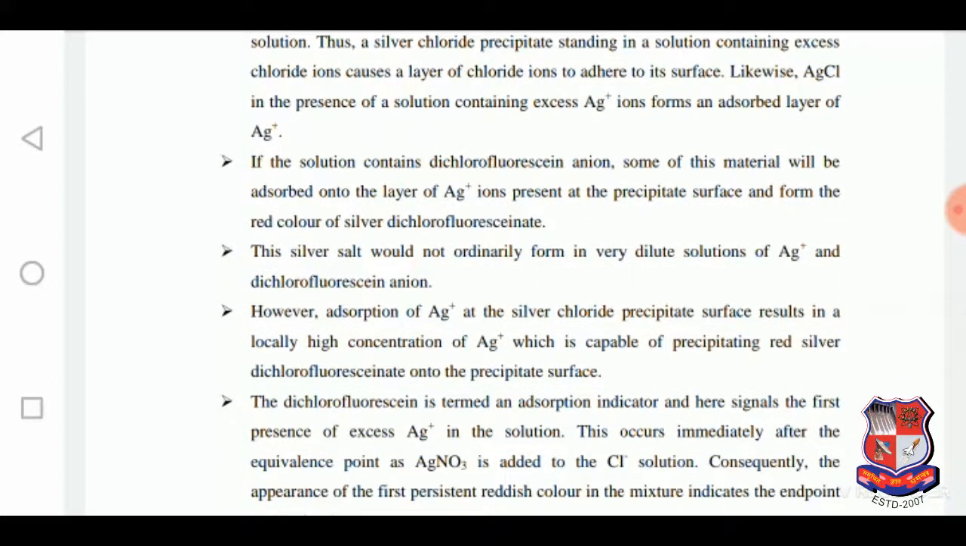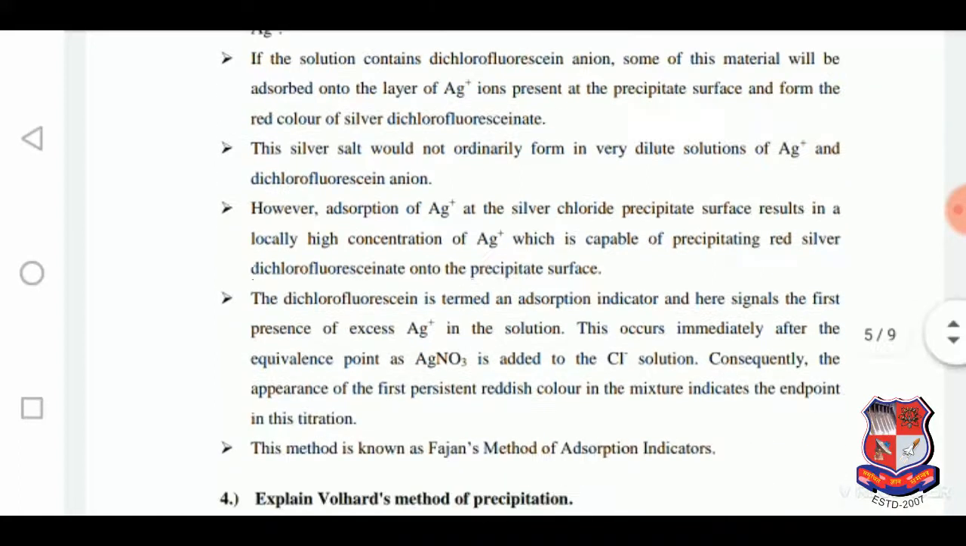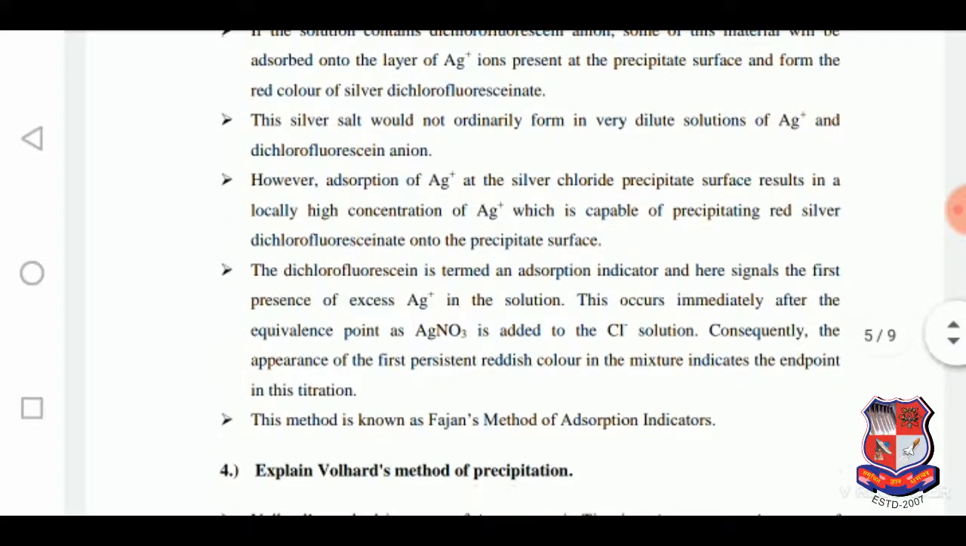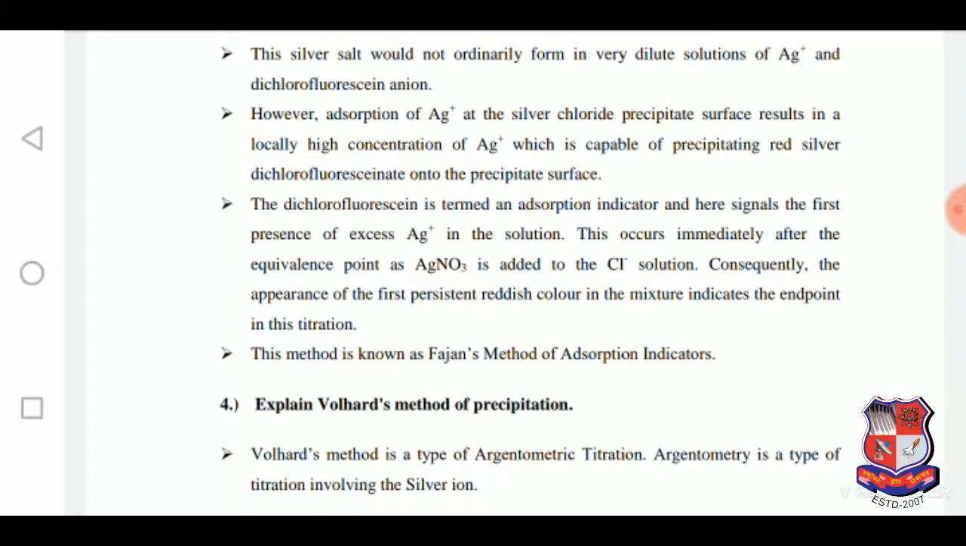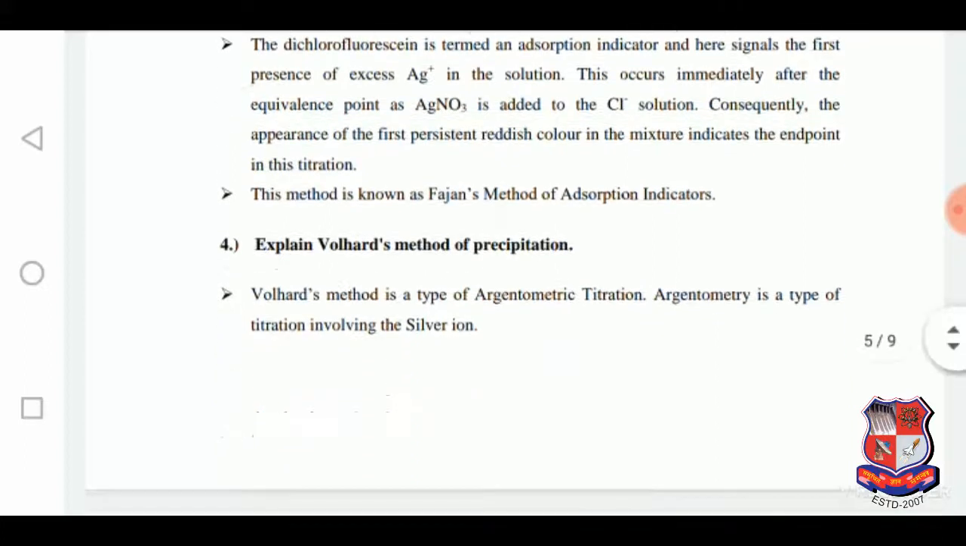Here the dichlorofluorescein ion is present in the solution, and dichlorofluorescein is termed the adsorption indicator, and it signals the first presence of excess Ag+ silver ions in the solution. This happens immediately after the equivalence point as AgNO3 is added to the chloride solution.